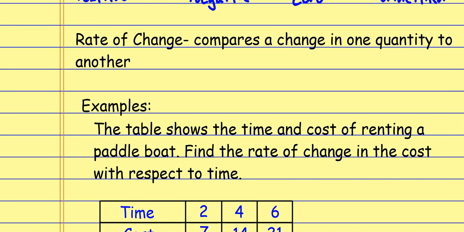In science, you'll almost always think of it as rate of change. Is it the same thing as the slope? Yes, but slope is specifically comparing up and down and left and right, all right? Rate of change is a little bit more broad. It can compare any two things, all right?